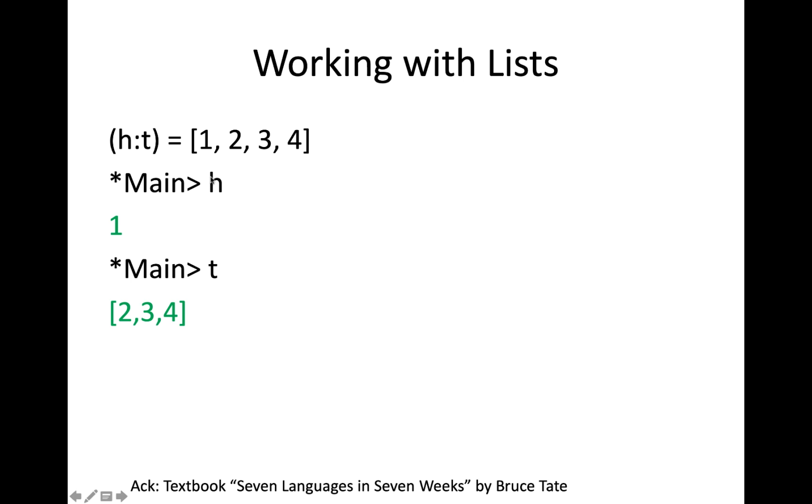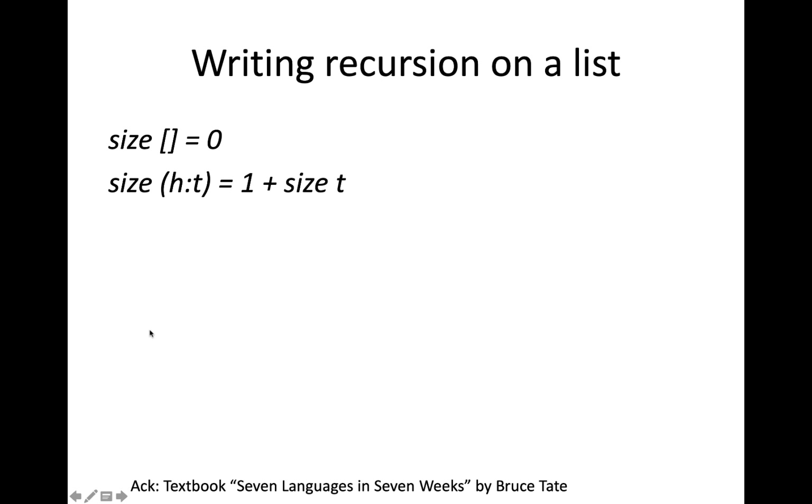Given a list, you can deconstruct the list with this head tail construct, and this means head h is the first element and tail t is the rest of the list as a sublist, right? And mind that head is not a list, but tail is a sublist. Okay, now let's write some simple recursion on how to process a list.